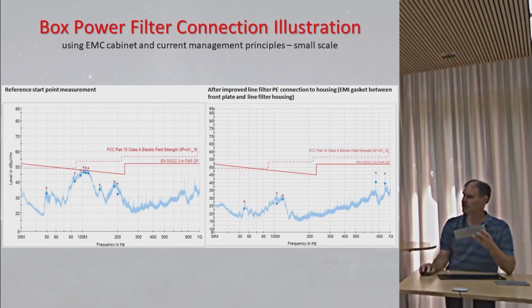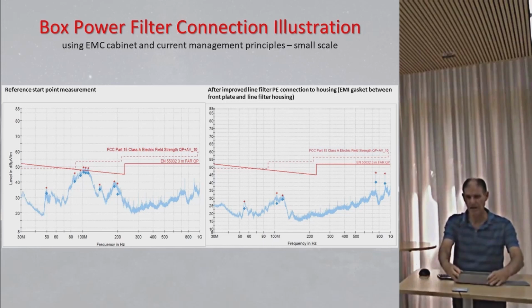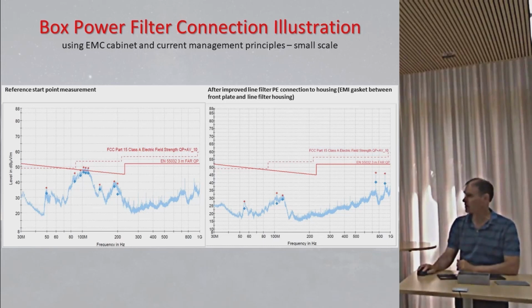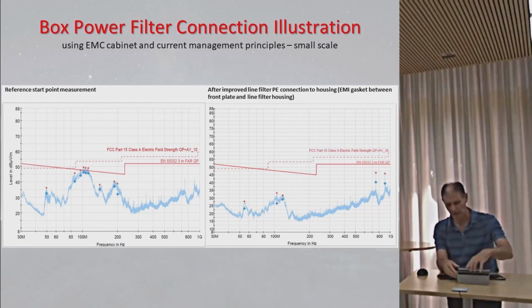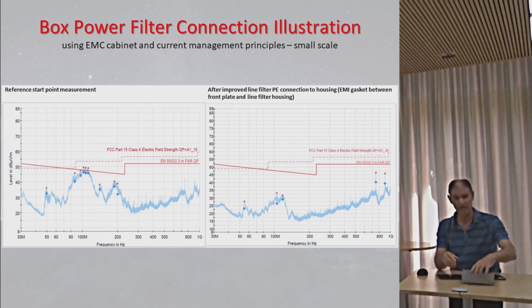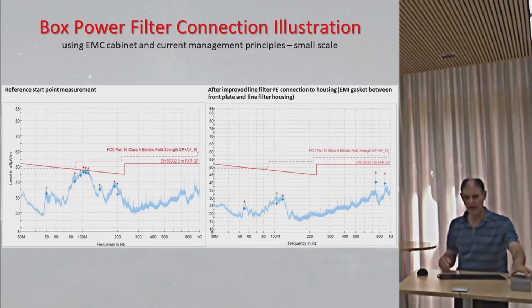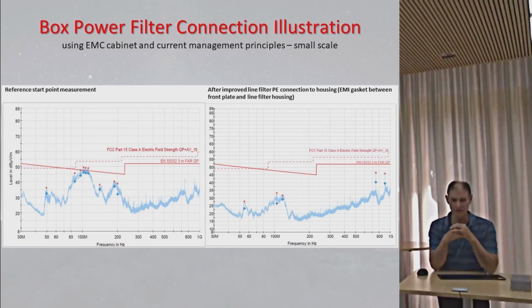Literally within 45 minutes, we took the same box, didn't change anything, we just made a better connection of the filter, and that alone caused a reduction of that signal by 20 dB. 20 dB is a factor of 10. That reduction of a factor of 10 is relatively easy to get in EMC. A factor of 100, or 40 dB, is a bit more difficult, and a factor of 60 dB has to be done by design at the beginning.